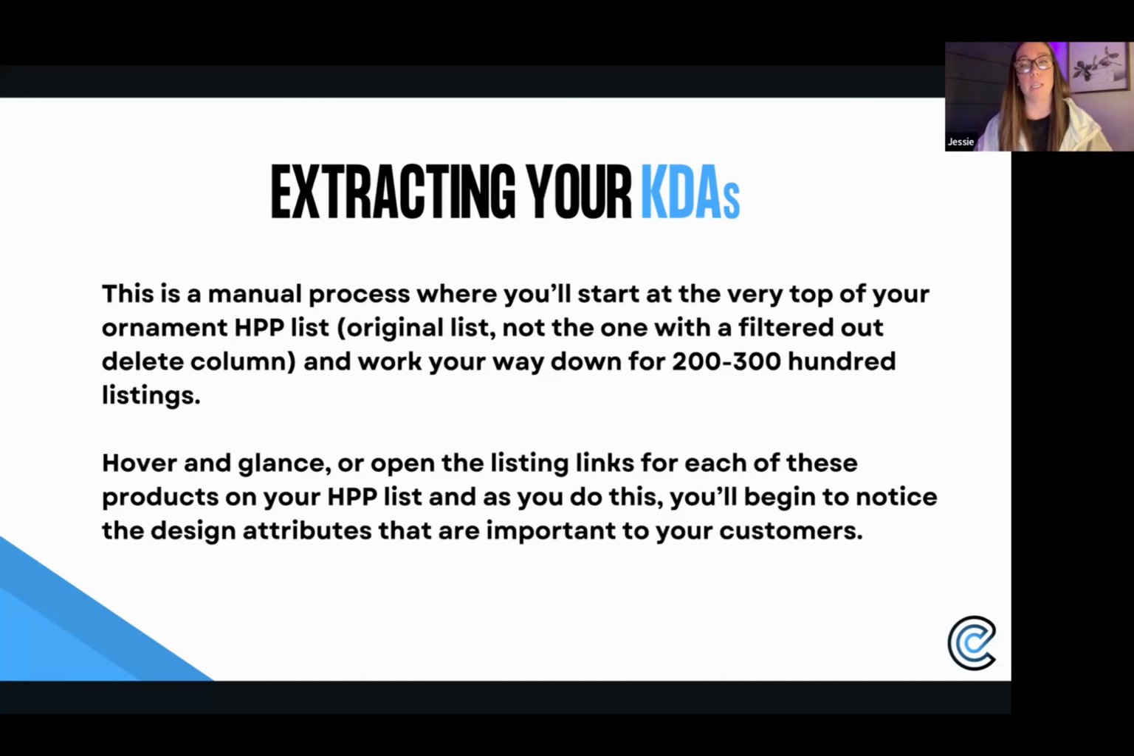As you do this, you'll begin to notice the design attributes that are important to your customers. So we're just extracting all of the information: what do people want on their ornaments? When we look at 200 to 300 from the top of our HPP list, we're going to know, and we're going to document it, and we're going to use that in our designs.